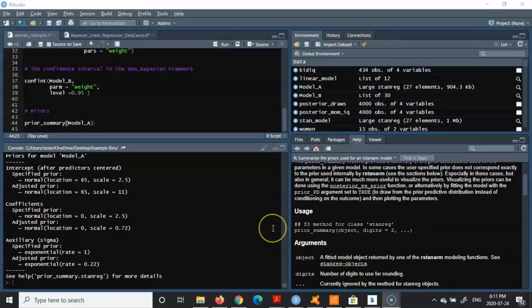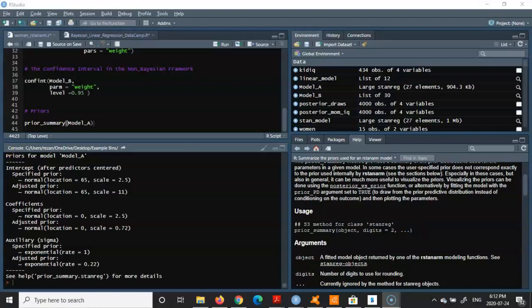Okay, now. In the previous tutorial, you noticed that we expanded our knowledge about rstanarm by using the function called prior_summary in order to extract the priors which have been incorporated into our model, because we needed them in order to make an inference, which is going to be our posterior density in the parameter space about our parameters of interest.